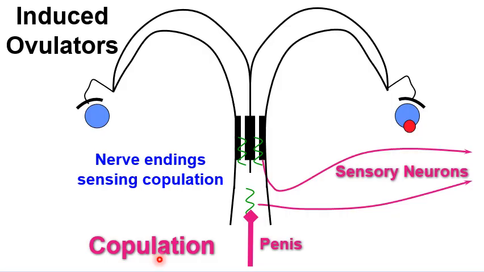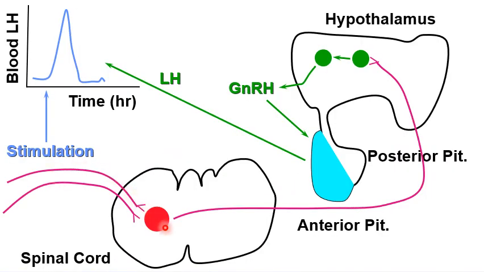In induced ovulators, copulation will be a major factor for ovulation. The penis in the vagina will, of course, stimulate the nerve endings, and the signals will be then received by the sensory neurons. Stimulus will then reach the spinal cord, and the spinal cord will send the signal to the hypothalamus. The signal will then impact the GnRH release from the hypothalamus. GnRH will be sent to the anterior pituitary. The AP will produce the LH, and the LH will be important for ovulation, particularly the pre-ovulatory LH surge.